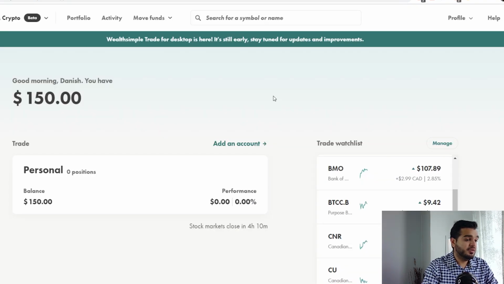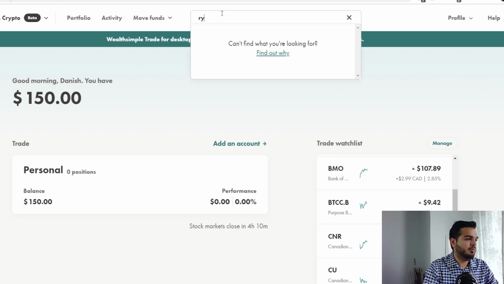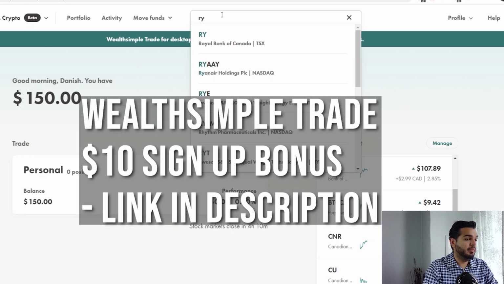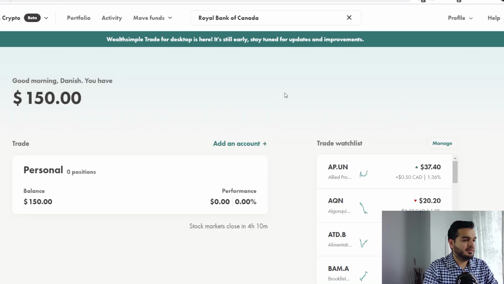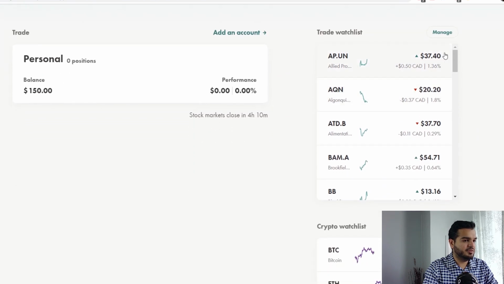Now, before I actually make the first purchase, I just want to show you a quick feature on Wealthsimple on how you can create your own trade watch list. Just enter any symbol here. For example, I'm going to do RY for Royal Bank. It pops up, and you can go ahead and add or remove it from the watch list. Okay, so now let's go ahead and make our first purchase.